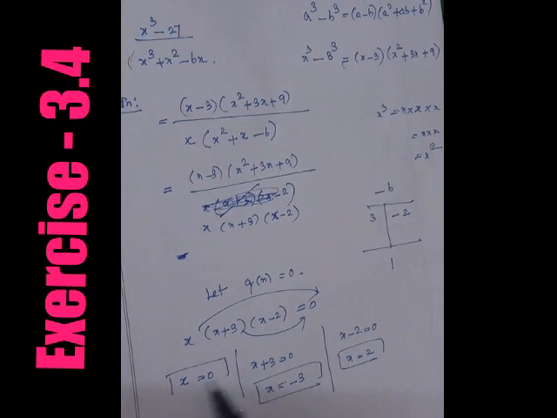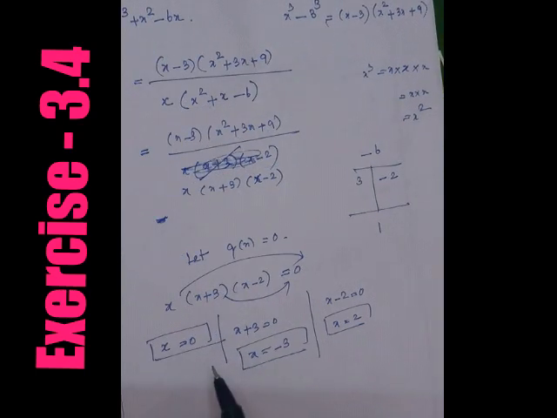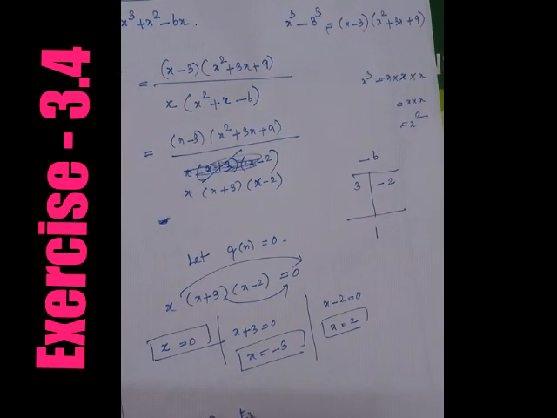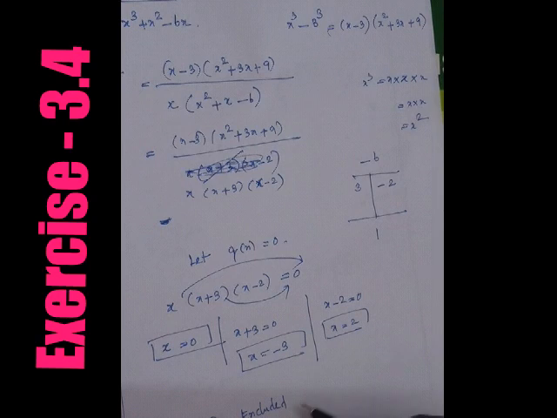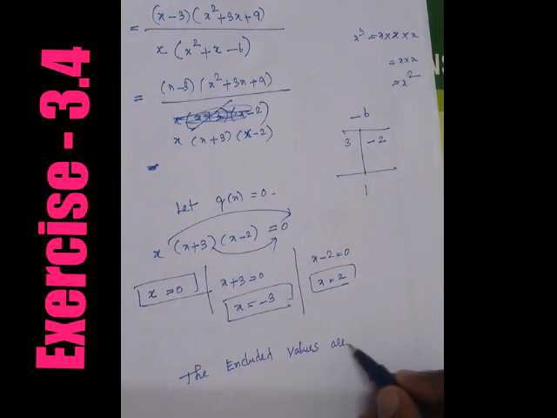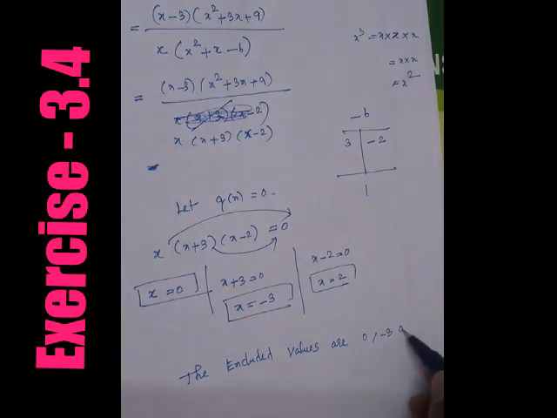So the excluded values are 0, minus 3 and 2.